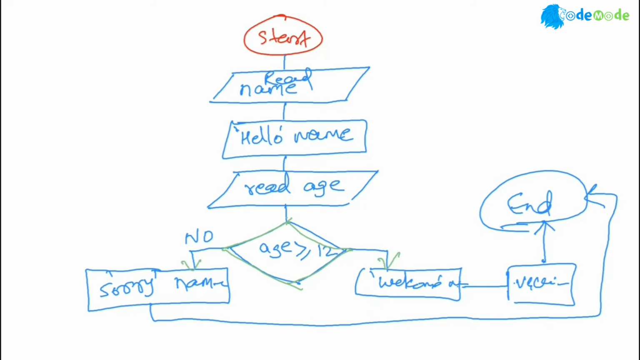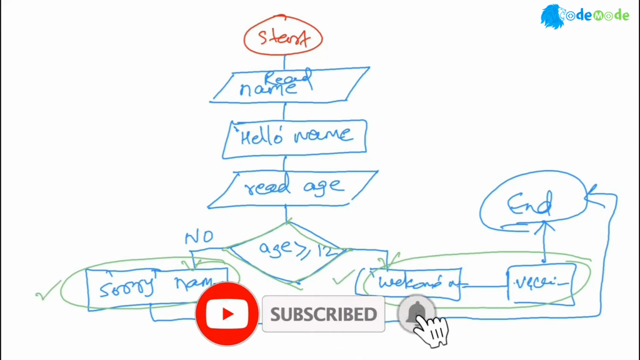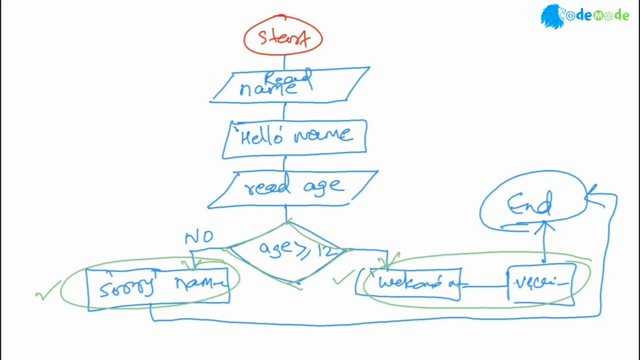At any point of time, sorry and welcome will not both print. Only one of these two will print for everybody, because you cannot be greater than 12 and also less than 12. That's not possible. So either you will execute this line of code or you will execute this line of code. You're going to write 3 lines of code, but you are going to do branching. It's like you're driving a car and you're at a stop and it's a dead end. Either you go left or right. You cannot go left and right together. Similarly, here you have to either go yes or go no.